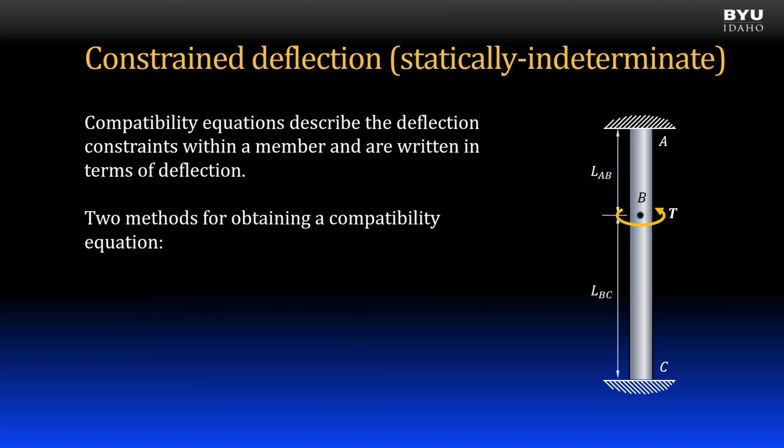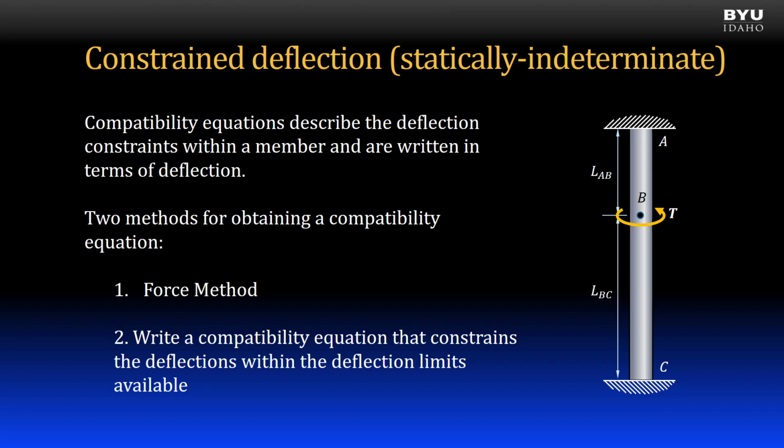Compatibility equations describe the deflection constraints within a member and are written in terms of deflection. Two methods for obtaining a compatibility equation are: 1. The force method, and 2. Simply write a compatibility equation that constrains the deflections within the deflection limits available. Let's consider both of these methods for obtaining a compatibility equation.